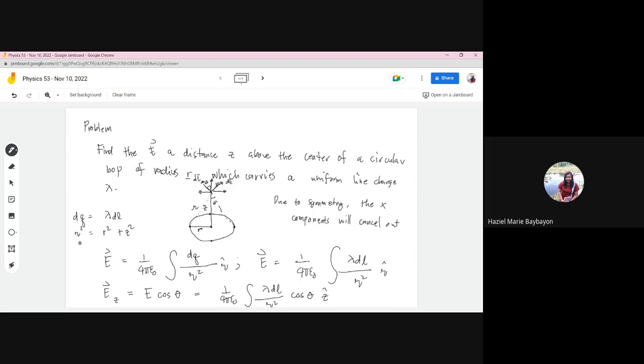And then your cosine theta is equal to the adjacent side over the hypotenuse. The adjacent side to your angle theta is z, and the hypotenuse is r. So therefore, your cosine theta is equal to z over r. Okay? So let us substitute it here in our expression for the electric field, and then we will do integration.